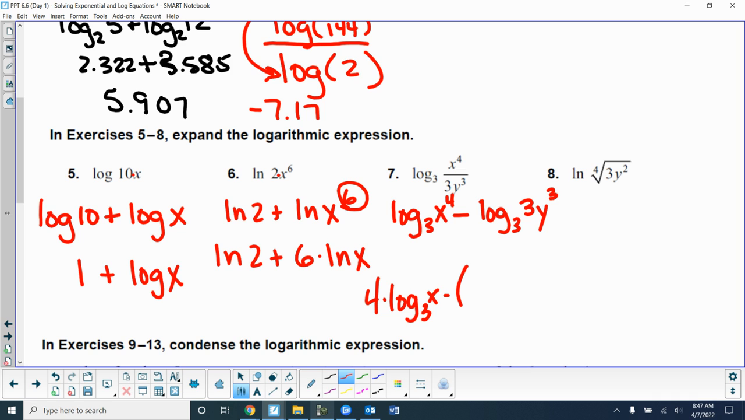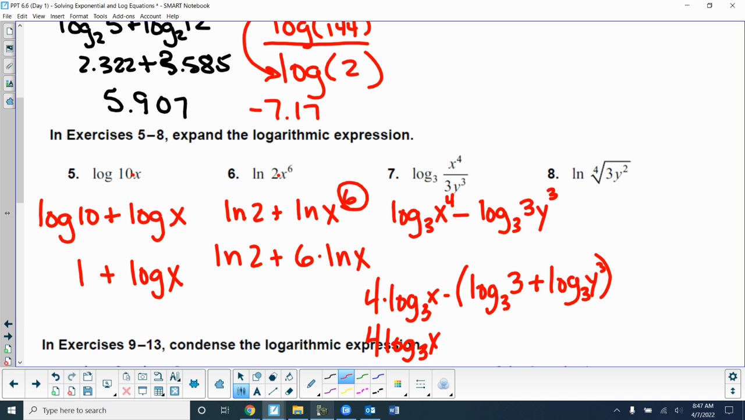minus, and then since there's 2 things in here, and it's multiplication, what do I do with those? We add them. Now, we should know this one. If those are the same number, just like these were the same number, this was a 10, we just don't write it. What's the answer to that? 1, thank you.